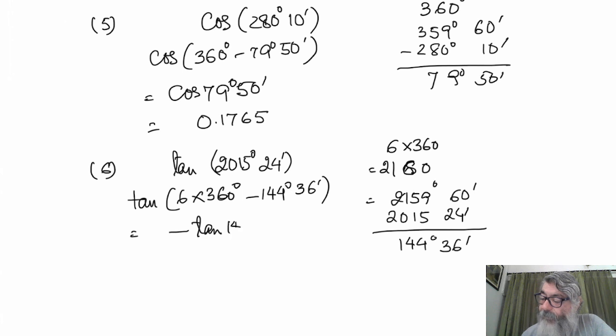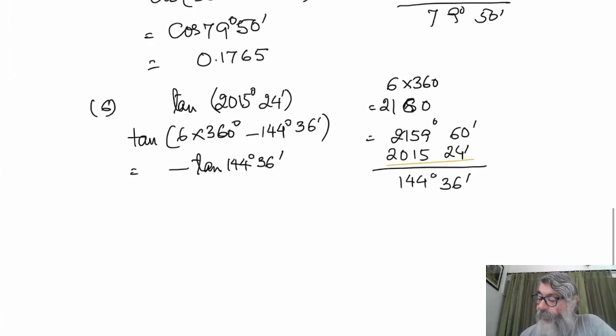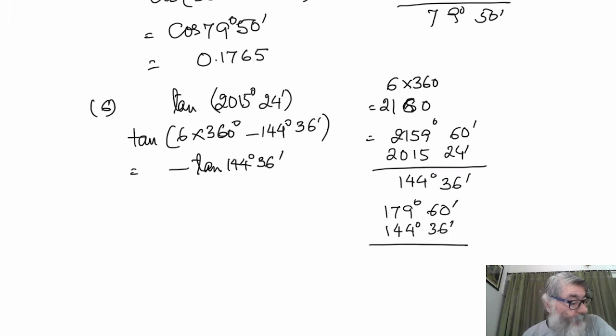Now again this 144 degree 36 minutes should be subtracted from 180. How will we subtract again? 179 degree and 60 minutes, and subtract 144 degree 36 minutes. How much will you get?